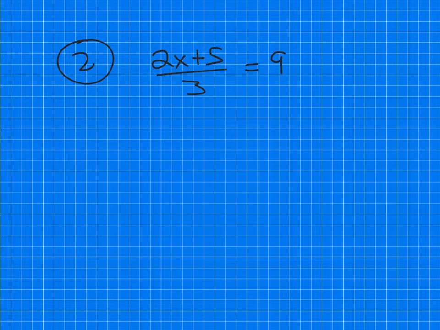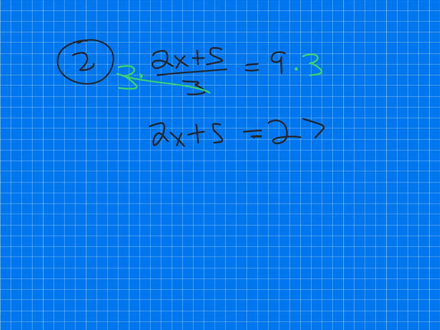So take a moment to write down 2x plus 5 over 3, a single fraction where the numerator is 2x plus 5, over 3 equals 9. In this one, I cannot subtract 5 first because it's stuck in the numerator. So my move has to be to get rid of this denominator. So I'm going to multiply both sides by 3 first. We'll cancel the 3's on the left side. So then I get 2x plus 5 equals 27.